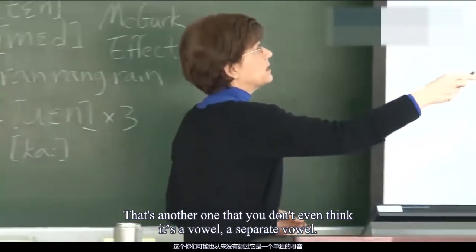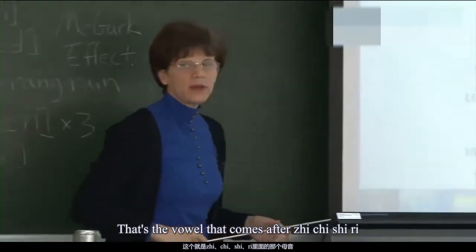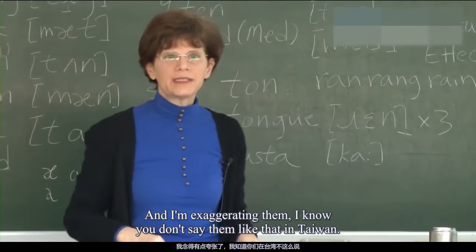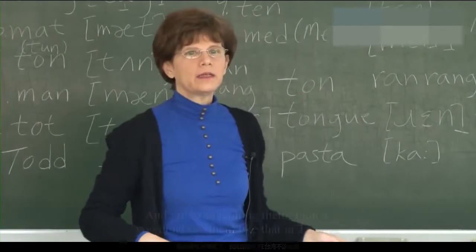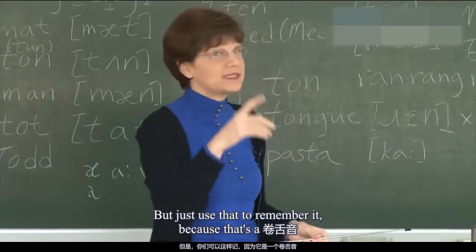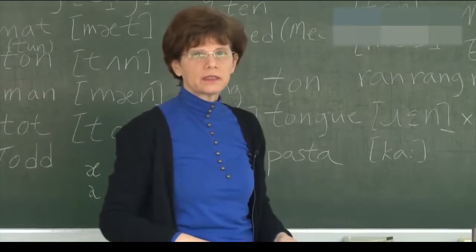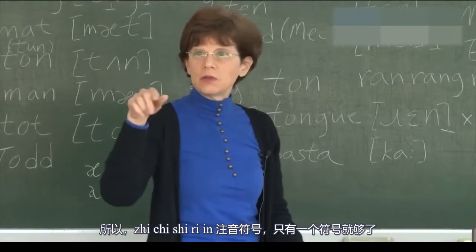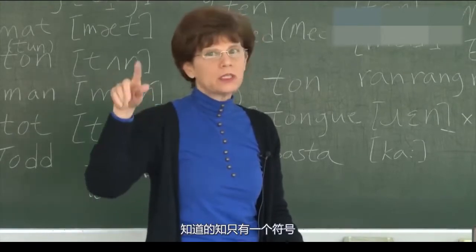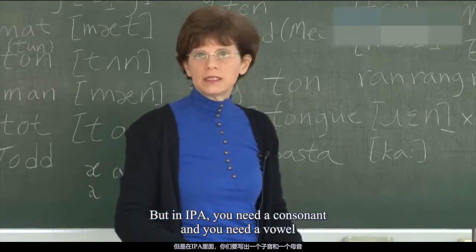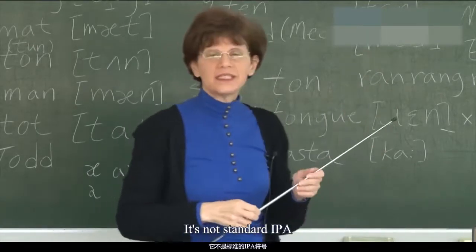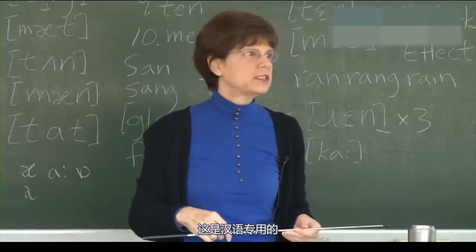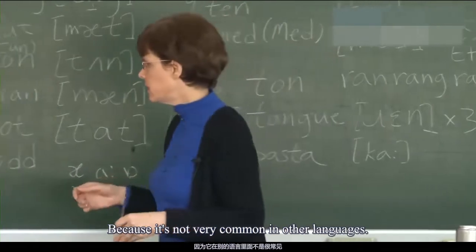And then we have this one. It's another one that you don't even think is a separate vowel. That's the vowel that comes after 知, 吃, 日, and I'm exaggerating them. I know you don't say them like that in Taiwan. But just use that to remember it because that's a 卷舌音, that's a retroflex. 所以支持是日 in 注音符号只有一个符号就够了，知道的知只有一个符号。But in IPA, you need a consonant and you need a vowel. And this is the vowel. It's not standard IPA. IPA 其实根本没有这个符号，这是汉语专用的 because it's not very common in other languages.